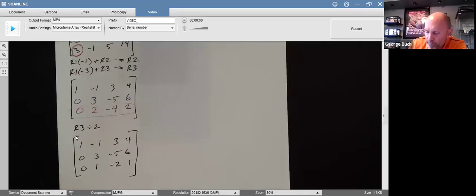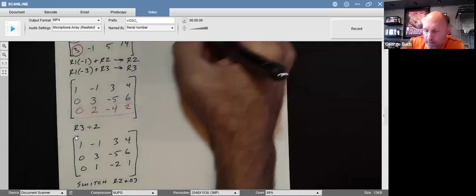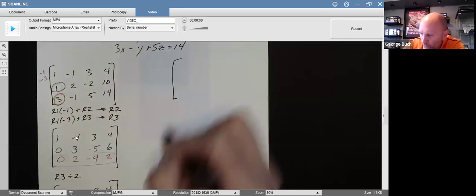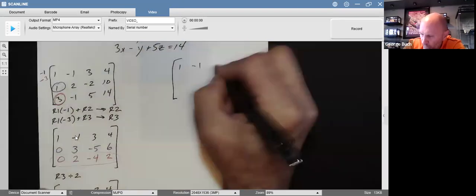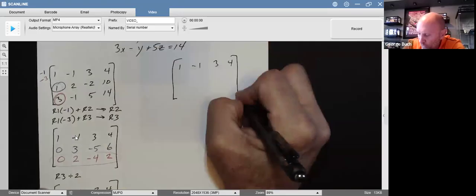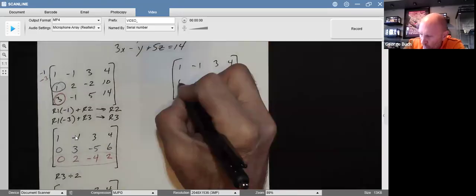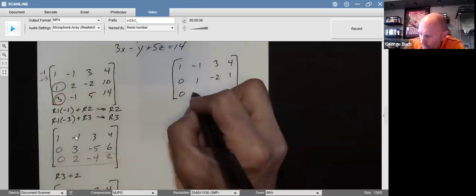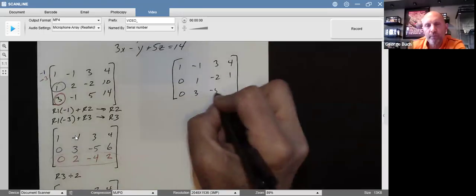And now, because again, if I can use a 1, it makes my math a lot easier, I'm going to switch row 2 and row 3. So let me move that up here. When I do that, I get what? Well, 1 stays the same. Switch these two, so now I get 0, 1, -2, 1. And then the bottom is 0, 3, -5, 6.